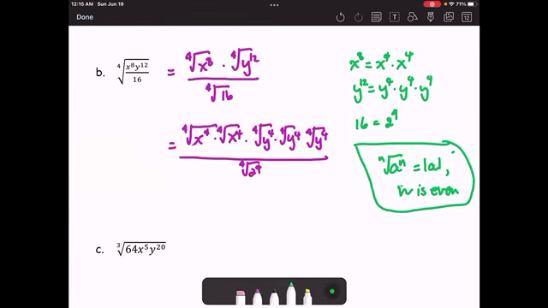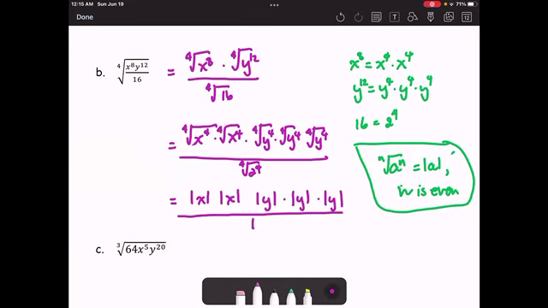Since n equals 4, which is an even natural number, each one of them becomes in absolute value form: the absolute value of x multiplied by the absolute value of x multiplied by the absolute value of y times the absolute value of y and y, all divided by the absolute value of 2. And then we just simplify one more time to get the final answer.